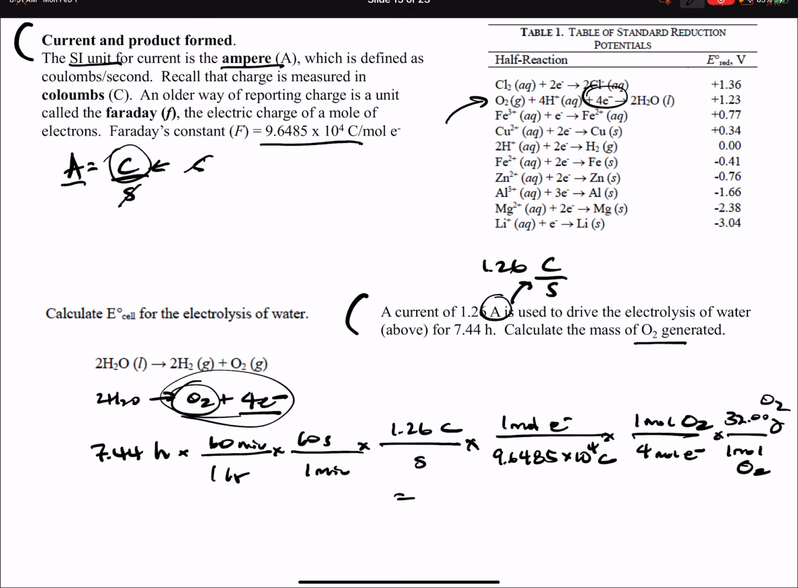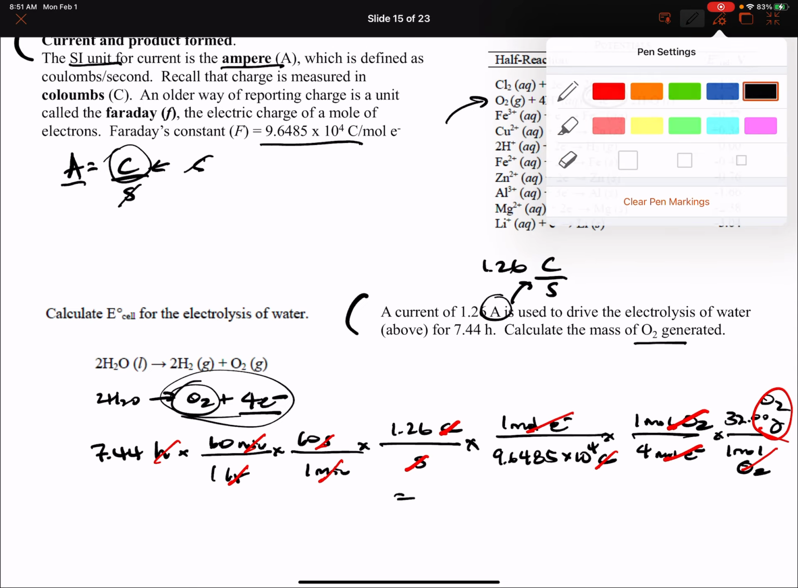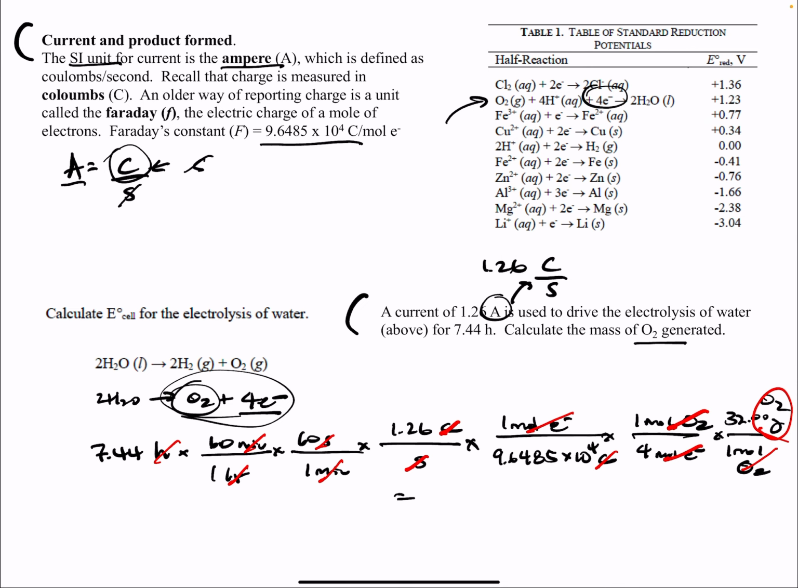Phew. All right, let's check this and then we'll mash it in. So hours is going to cancel hours, minutes will cancel minutes, seconds will cancel seconds, coulombs will cancel coulombs, moles of electrons will cancel moles of electrons, moles of O2 will cancel moles of O2, we'll be left with grams of O2. Should be good. If everything is true, this should work out. So let's mash that in. And I'm mashing it. You should mash too.